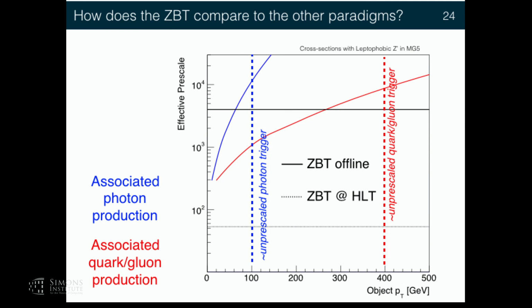In both cases, the black solid line is if you do this zero bias trigger offline, and the dashed line is if you do it online. So you actually can get a significant improvement over these standard techniques by using the data that you already took, but not the data you would think you should look at.